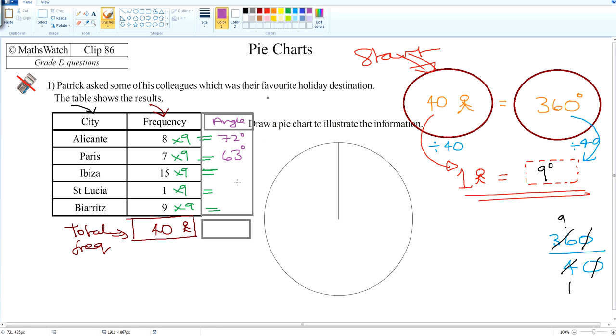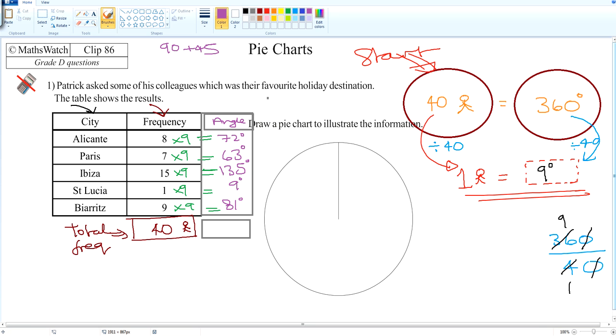Now, let's do the easier ones. First of all, 1 times 9 will give us 9. And 9 times 9 will give us 81. Okay. 15 times 9. We're going to work that out. First of all, let's do 10 times 9. 10 times 9 is 90. And then we do 5 times 9, which is 45. And 90 plus 45 will give us 135 degrees.